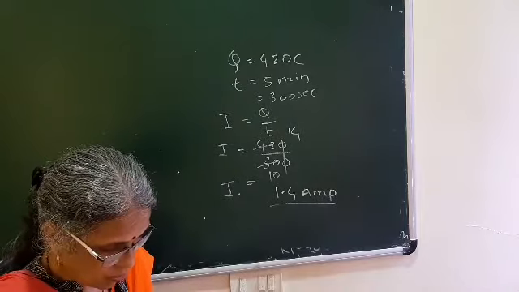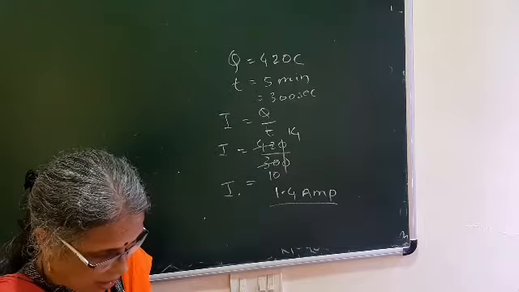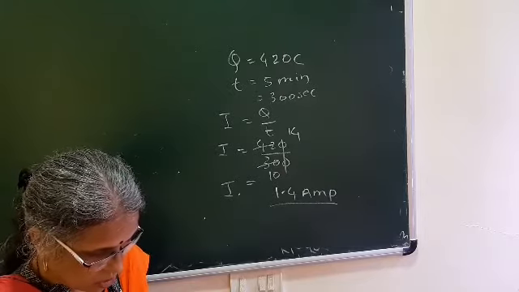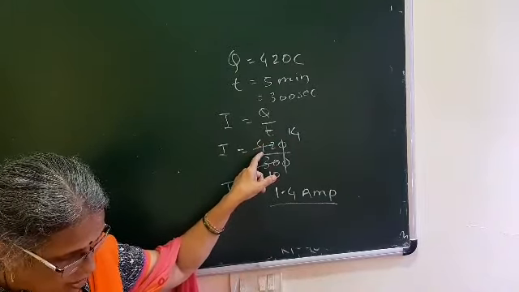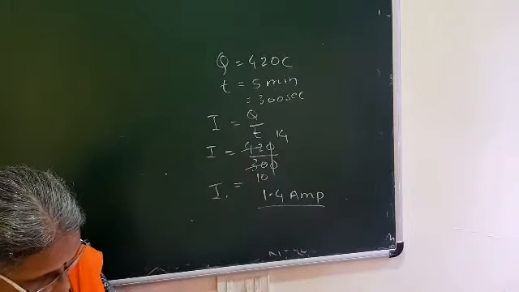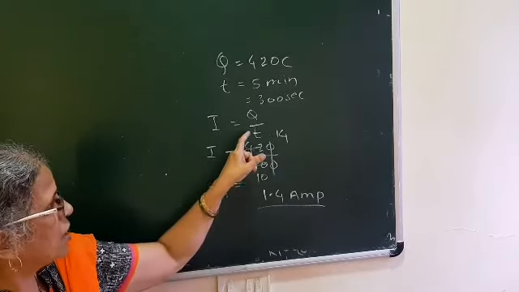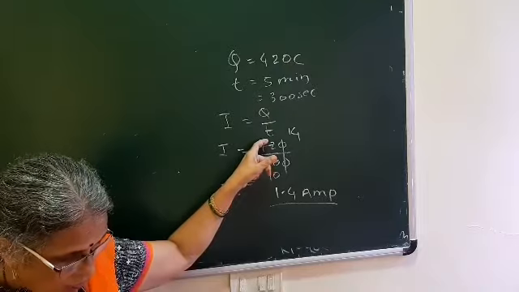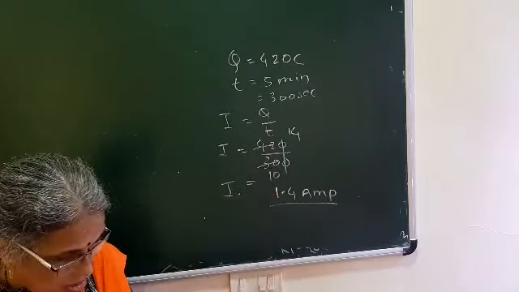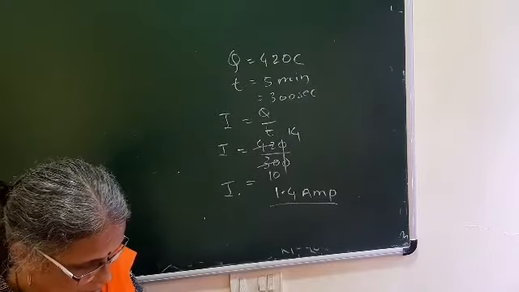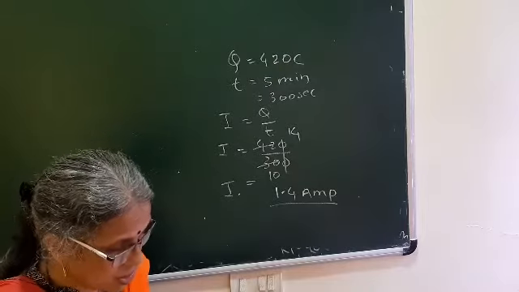A current of 0.4 ampere flows through the conductor for 5 minutes. How much charge would have passed through the conductor? So here again we are going to use the same formula, I equal to Q upon T, that is Q is equal to IT. They have asked to find out Q. They have given the current 0.4 ampere. I is given. Time is given 5 minutes, that means 300 seconds again. Same thing. So 0.4 into 300, that will give you 120 coulomb charge passing through the conductor. So that is the first sum, which is very easy.